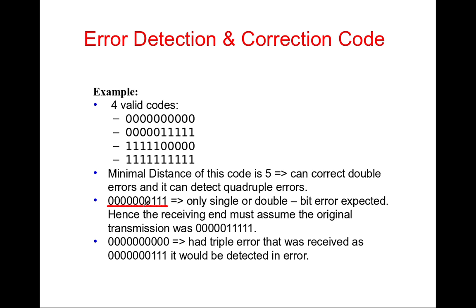Why? Because if I change 2 bits, the receiver assumes a double bit error, and those 2 bits are changed to 1, that becomes a valid code word. If you simply change any other 2 bits here, that is not going to make a valid code word, but only when these specific 2 zeros are changed to 1, the second code word is accepted or received or assumed.